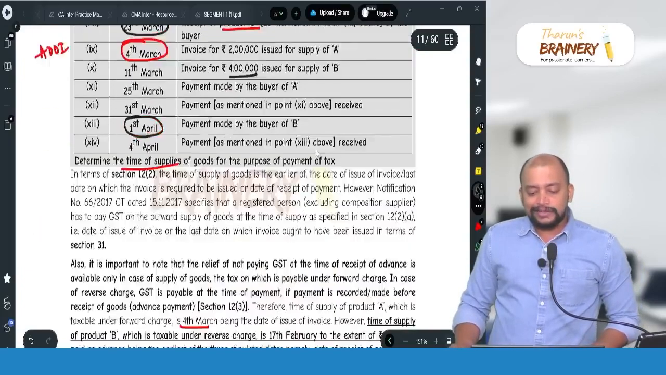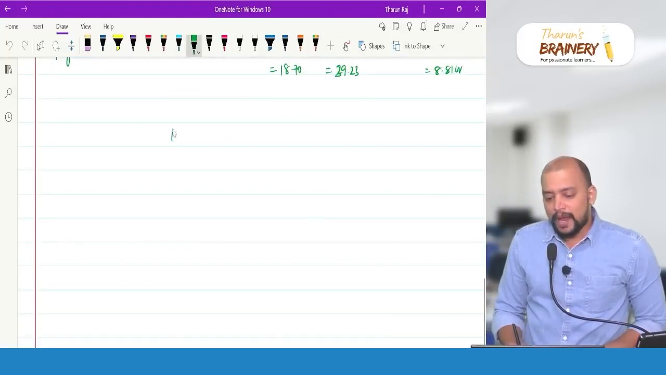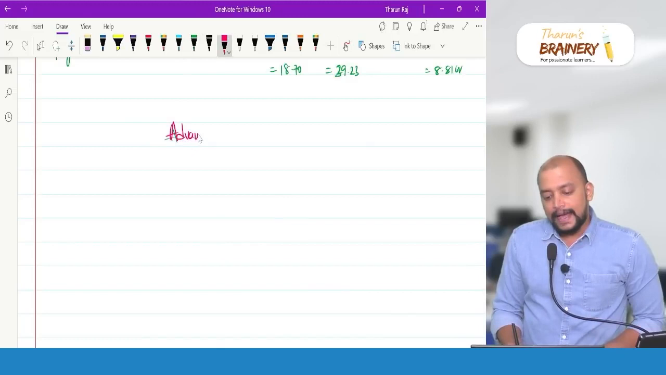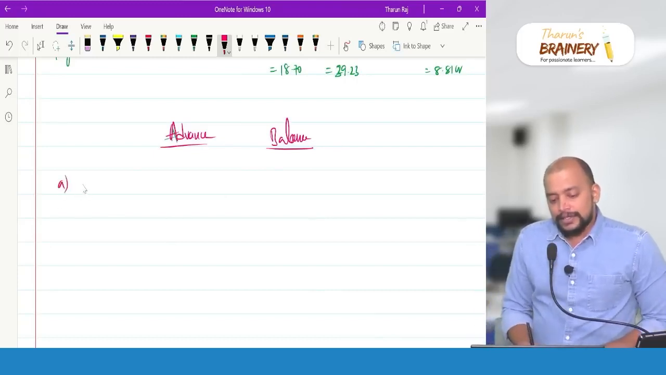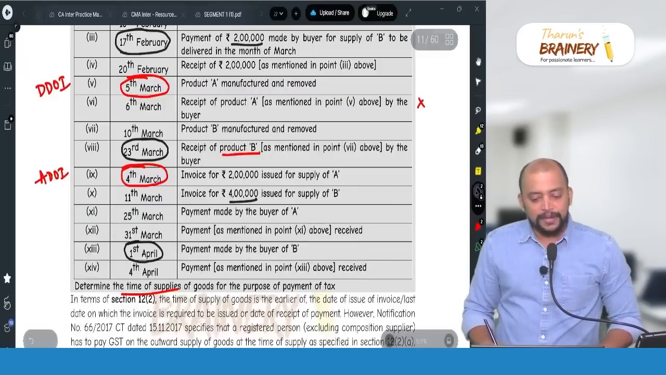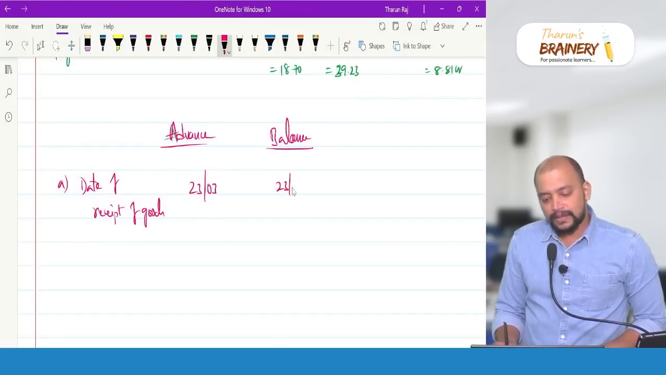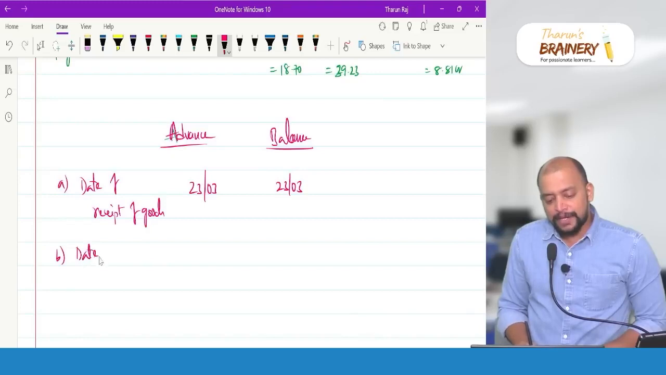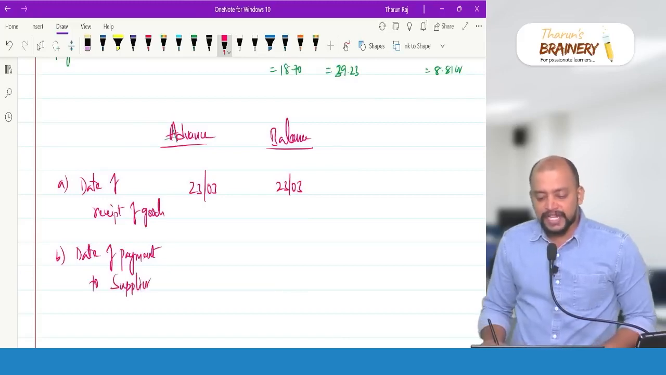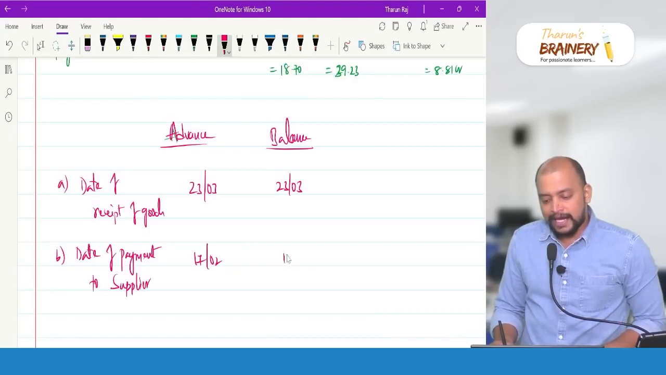Now, we got 3 datas here. First is date on which payment is received. So there are 2 payments, advance and balance. For both, the provision is same. A, date of receipt of goods, that will be common in both the cases. That is 23rd March. Then B, date of payment to supplier. If you see here, 17th February and 1st April.